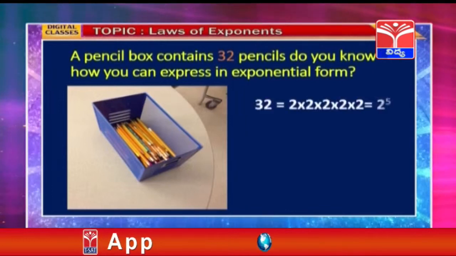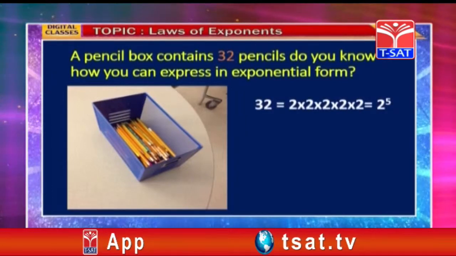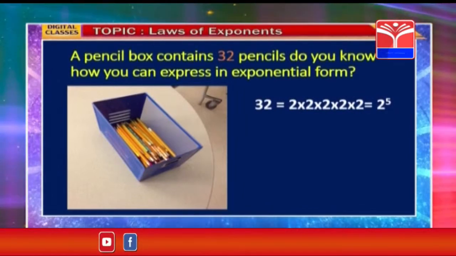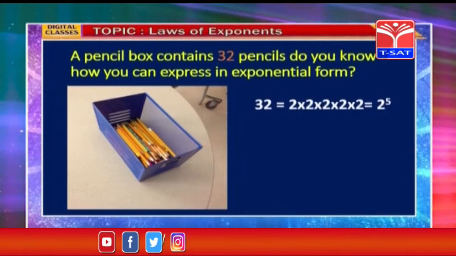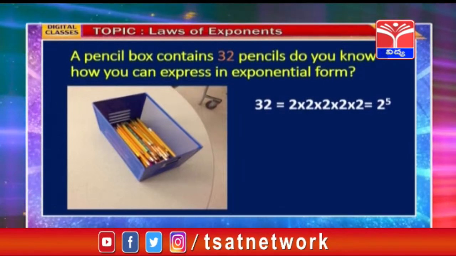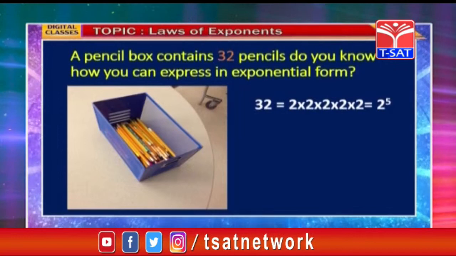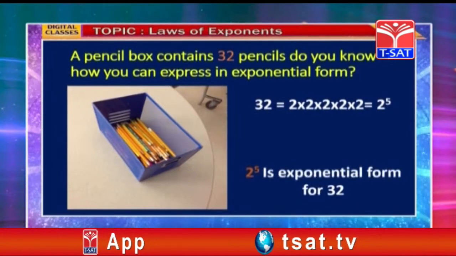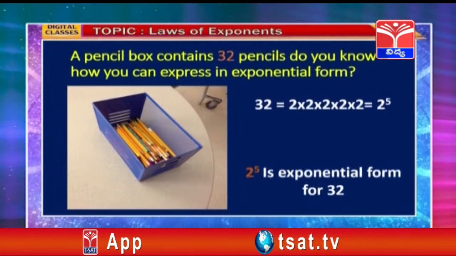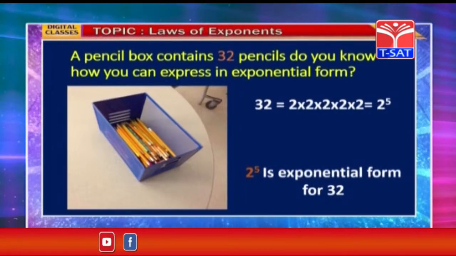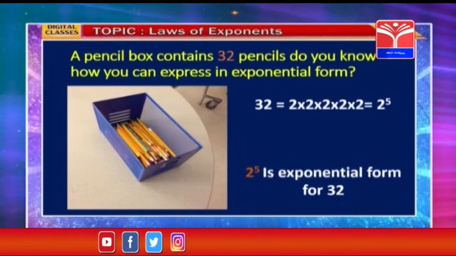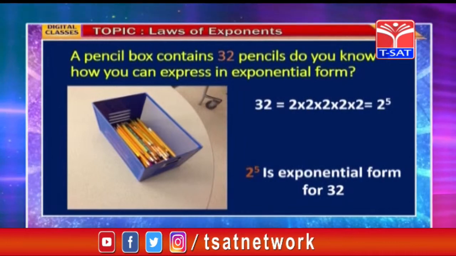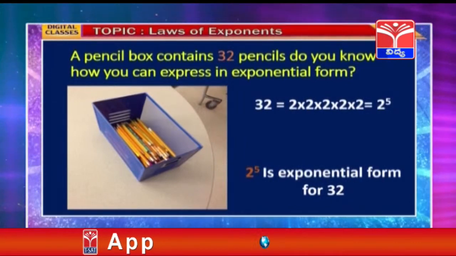Is it possible? Yes, 32 can be written as 2 into 2 into 2 into 2 into 2. That is, how many 2's are multiplied? 5 2's are multiplied. So you can write it as 2 to the power of 5. And 2 to the power of 5 is an exponential form for 32. So 32 can be represented as 2 to the power of 5, or you can say 2 raised to the power of 5.